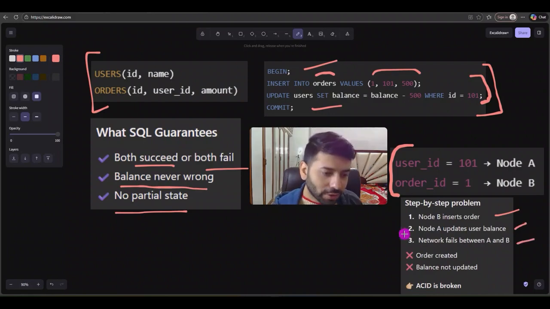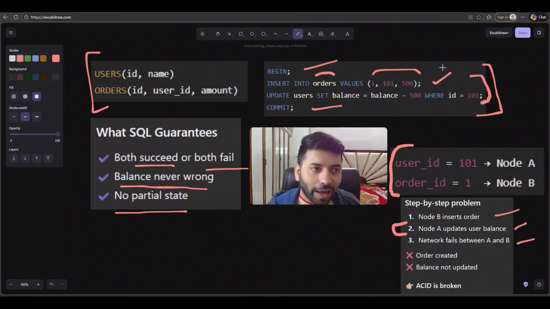But let's say before this step 2, where we had to do it on node A, the network fails between A and B. Then in that case, the order has been created but the balance was not updated. So clearly you can see one of the operations is successful, one can fail, correct?